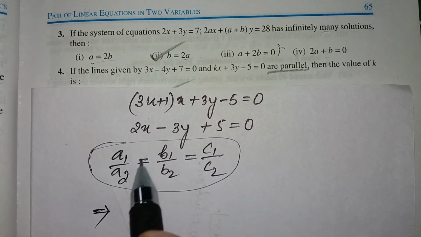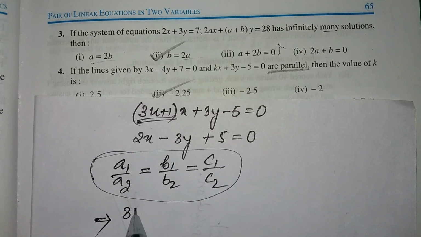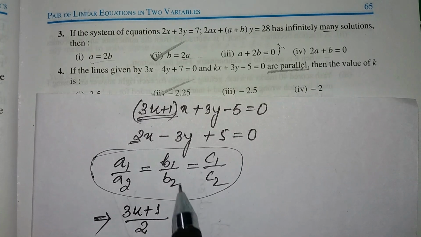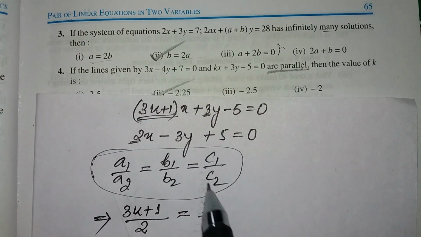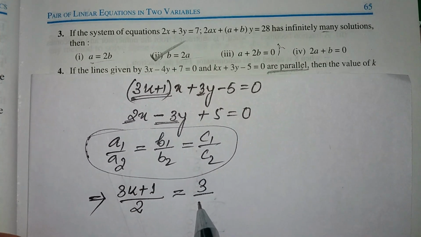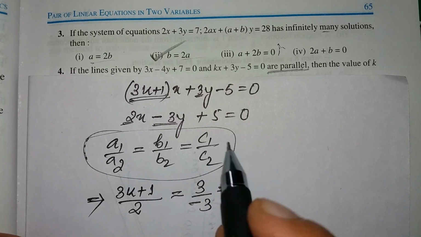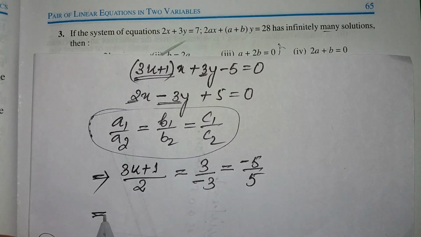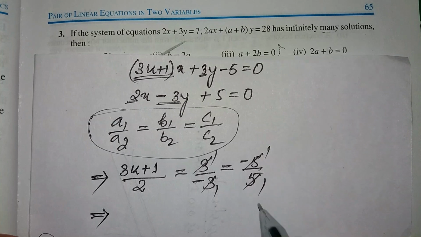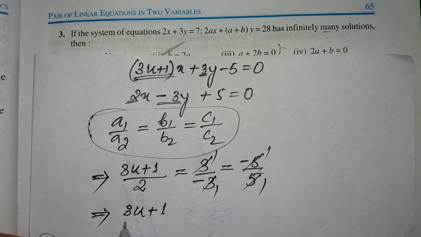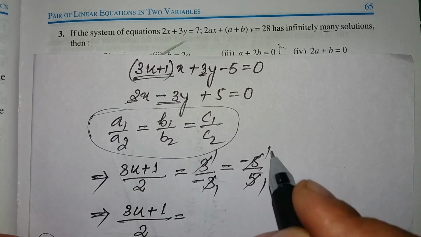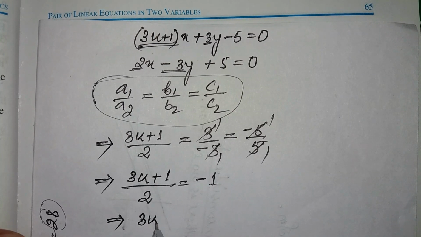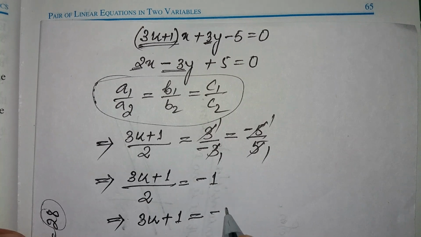Now a1 by a2: a1 is 3k plus 1 and a2 here is 2, is equal to b1 which is 3 and b2 which is minus 3 here. You have to take the minus sign, and this is equal to c1 which is minus 5 by 5 here. So here you get 1 and 1. Now 3k plus 1 by 2 is equal to minus 1, so you just write minus 1 here. Now you cross multiply, 3k plus 1 is equal to 2 into minus 1, which is minus 2.